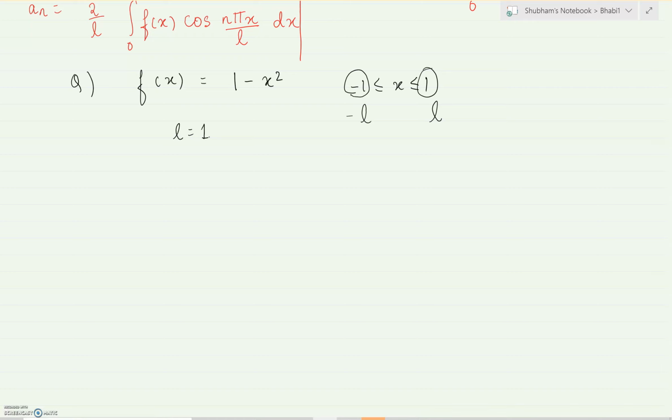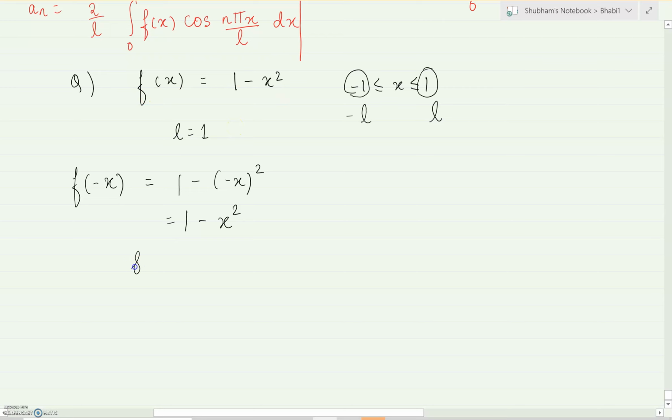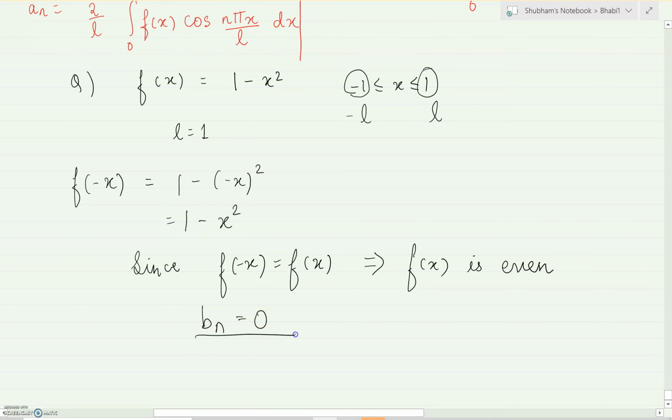Before using the formula, let me find whether f of x is even or odd. To identify this, in place of x, substitute minus x. When I substitute minus x, you know that minus x whole square is plus x square. We can easily check that f of x is the same as f of minus x. Whenever f of minus x is equal to f of x, we can conclude that the function is even. So if the function is even, then bn is 0.